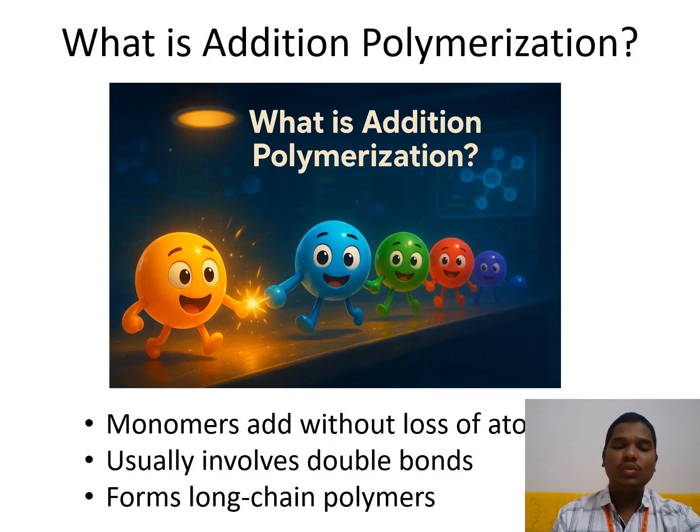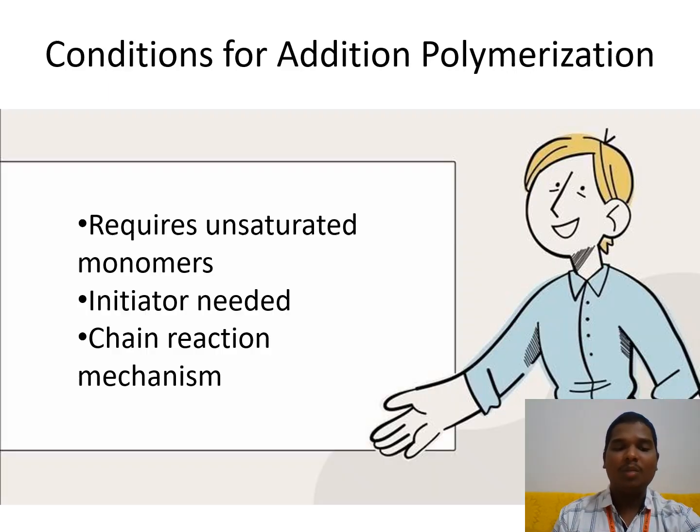Next, I'll go through the conditions required for this type of polymerization. The conditions required for addition polymerization are: first, the monomer must contain a double bond. Second, high temperature and high pressure are usually required. Thirdly, catalysts such as benzoyl peroxide or Ziegler-Natta catalysts are used depending on the monomer. Sometimes ultraviolet light or heat also starts the reaction. These conditions help in breaking the double bond and allow continuous chain growth.